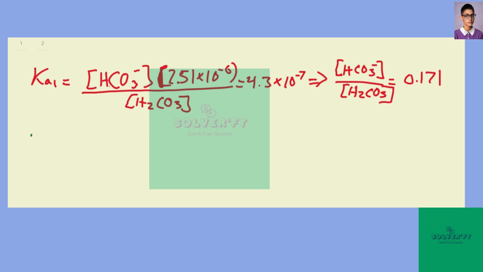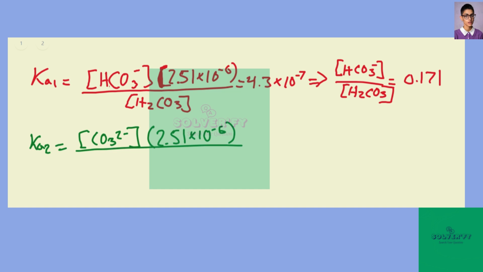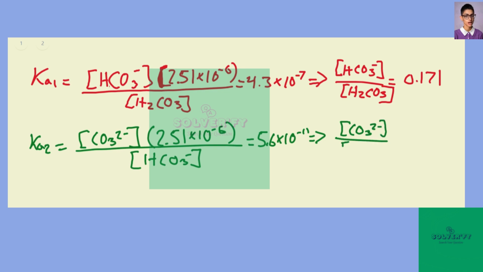We can do the same thing for Ka2. It's concentration of products over reactants, so CO3 2 minus times the concentration of hydronium, which we know to be 2.51 times 10 to the minus 6, divided by concentration of HCO3 minus, and this is equal to 5.6 times 10 to the minus 11. And we can again get this ratio: CO3 2 minus over HCO3 is equal to 2.23 times 10 to the minus 5.